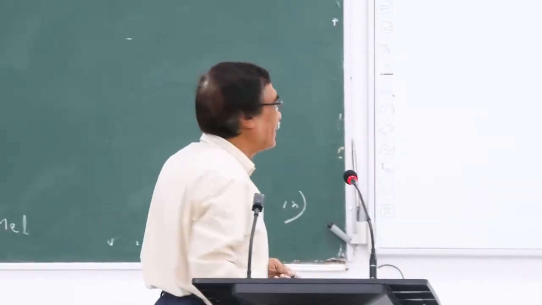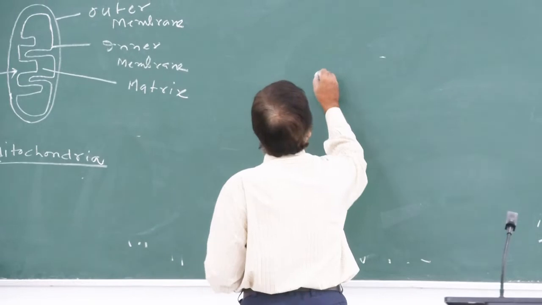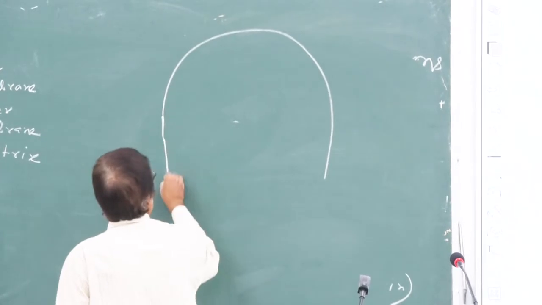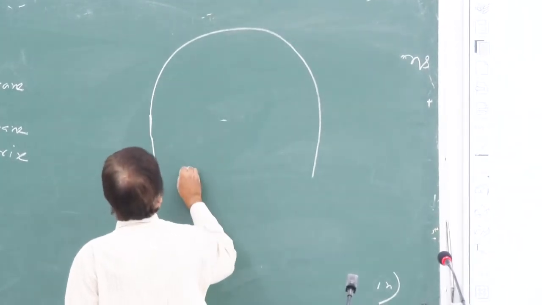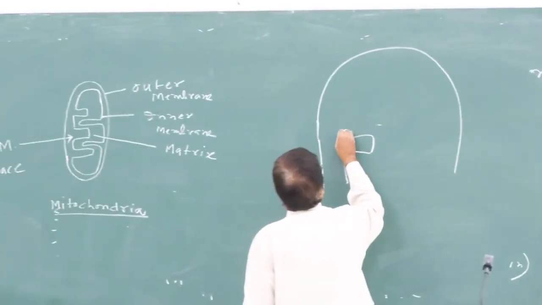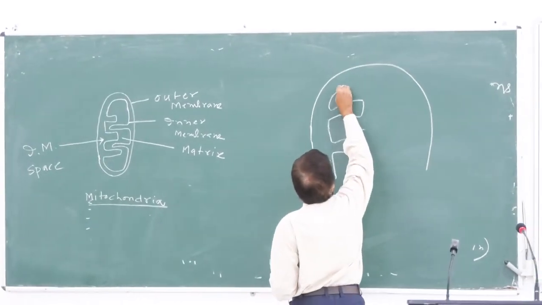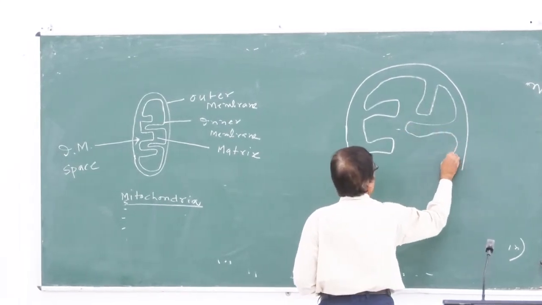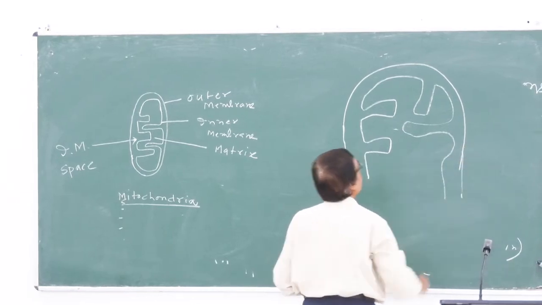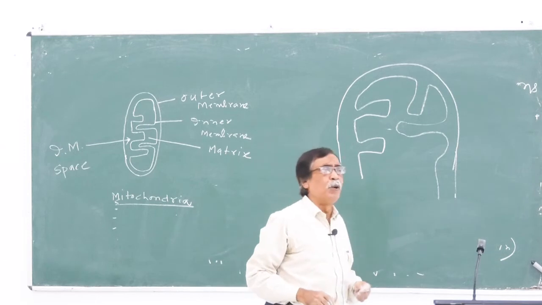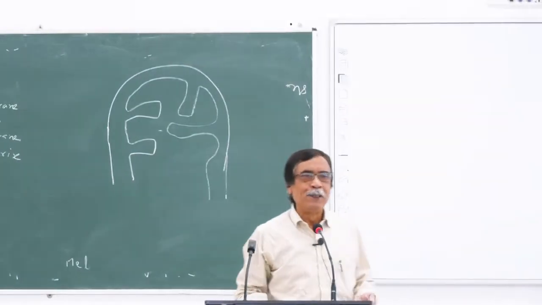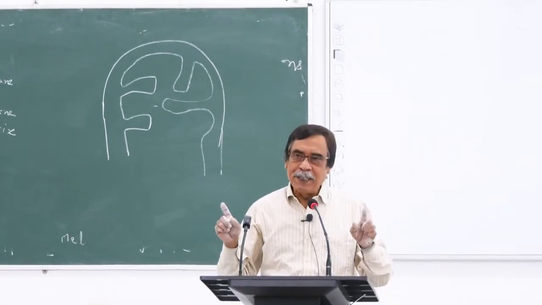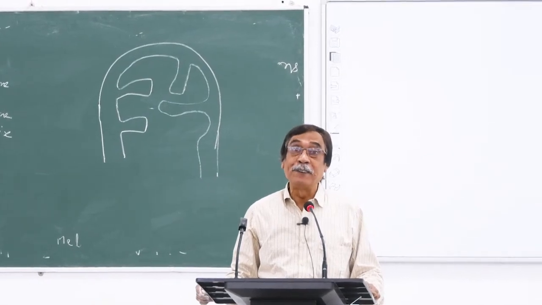So where is the respiratory chain situated? I am drawing this a little bigger. Inner membrane is extensively folded. Why is it extensively folded? To increase the surface area. Why is the surface area required to be increased? To accommodate all the components of the electron transport chain in massive amount.